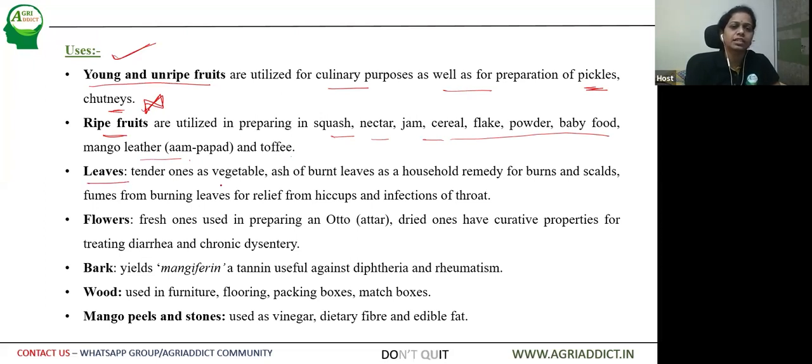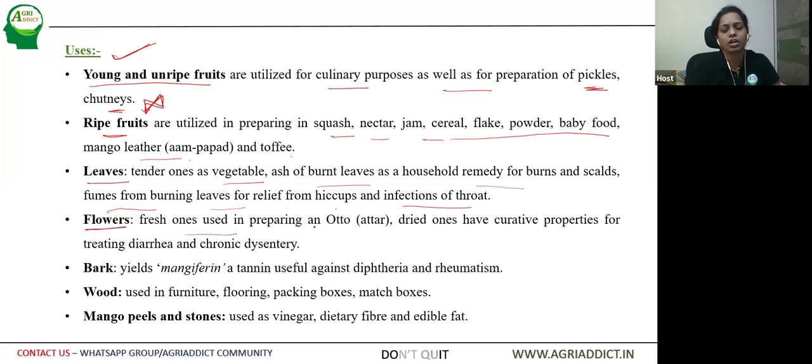Then the tender leaves are also used as a vegetable in some parts of the country. The ash of the burnt leaves is used as a household remedy for burns and scalds to some extent. Fumes from burning leaves give relief from hiccups as well as throat infections. Then the flowers are also used.